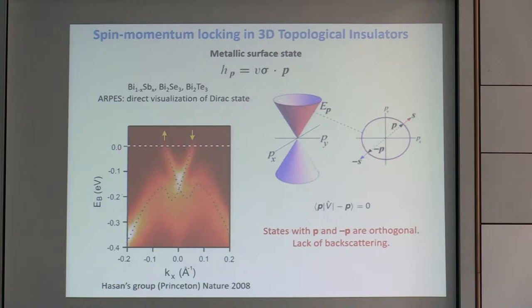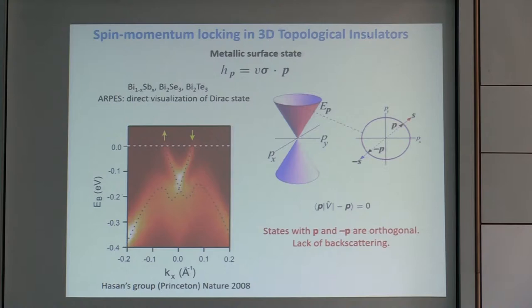So I cannot just put a simple potential and backscatter between these two states. Actually, this effect gives rise to the usual Klein tunneling in these materials. And I would like to show you that this effect also appears in the superconducting state, and you can think about it as the superconducting Klein tunneling. Okay, so let me explain a little bit more.